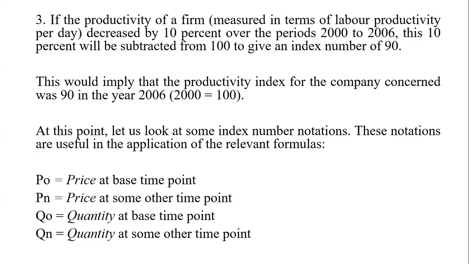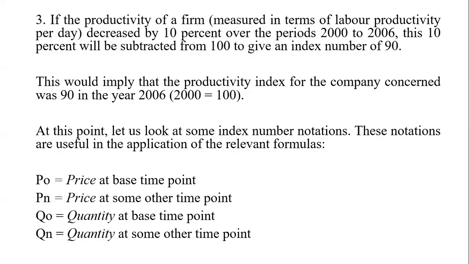So if you calculate and there is a decrease, you subtract it from the base percentage, which is 100. If there is an increase, you add it to the base percentage. That is all. This will imply that the productivity index for the company concerned was 90 in the year 2006 as compared to the year 2000, which was 100%. So it has reduced from 100% to 90%, which is bad for the company. So take note of that.